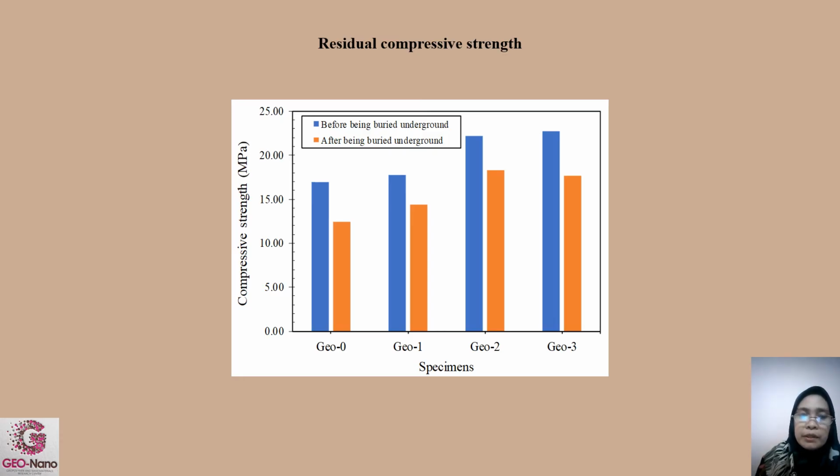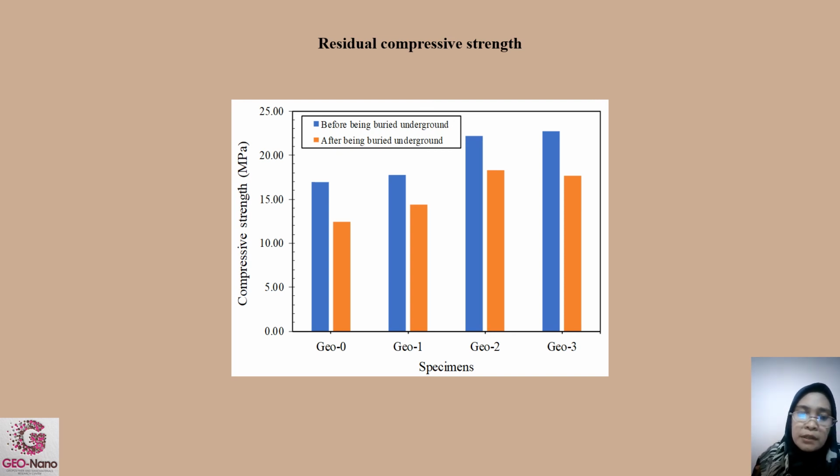Specimens without nanosilica and crystalline admixture show a higher strength loss than those with nanosilica and crystalline admixture. The permeability of the geopolymer paste reduces the entry of damaging substances into the geopolymer matrix and increases the resistance to attack in an aggressive environment.